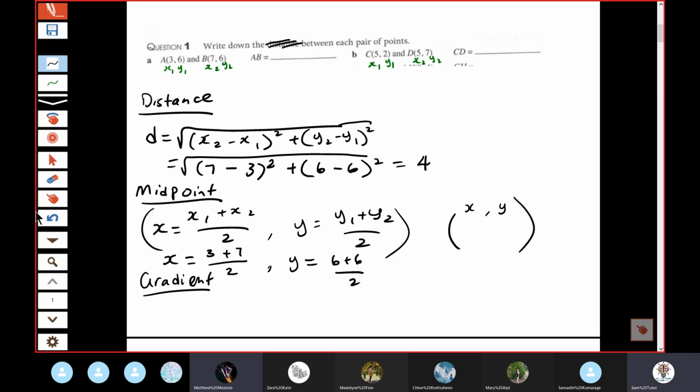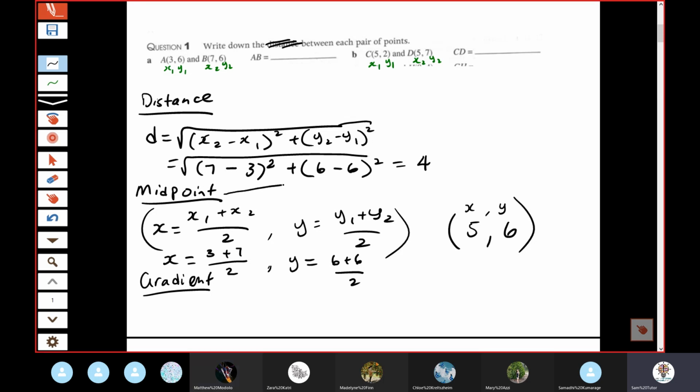Now the part you're putting in your calculator is obviously this. So what's 3 plus 7 divided by 2? Well, what's 3 plus 7, Matt? 5. It would be 10, but over 2 is 5. So your x coordinate is 5. So x equals 5. y equals 6 plus 6 is 12 divided by 2 is 6. That's it. That's the answer we're looking for.